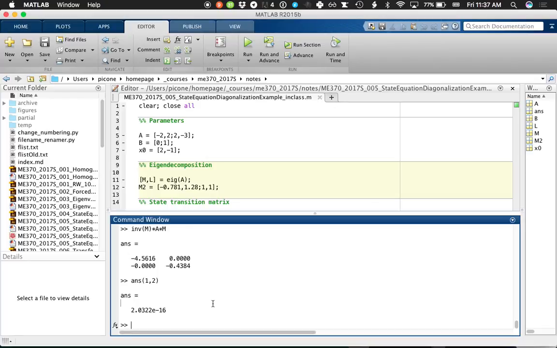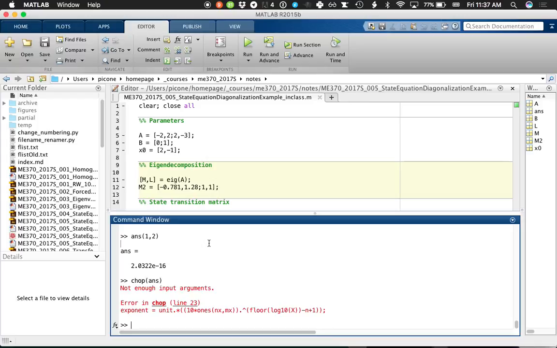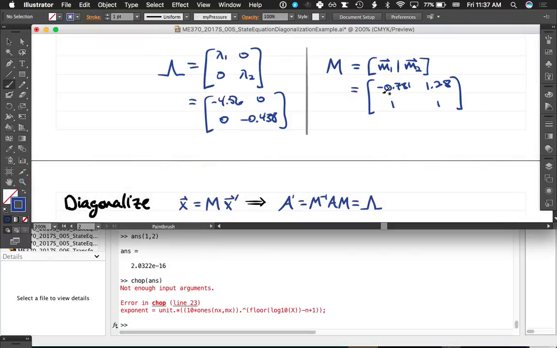There's a function that wipes away values and calls them 0 if they're below a certain threshold. I think it's chop? No, it's not in Matlab. I forget. Anyways, don't worry about that.